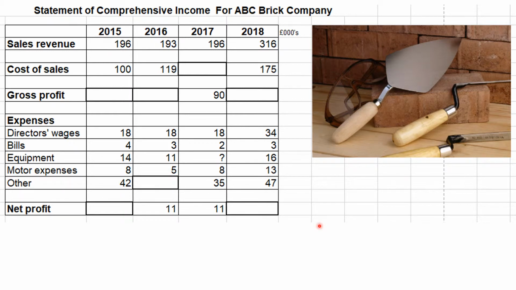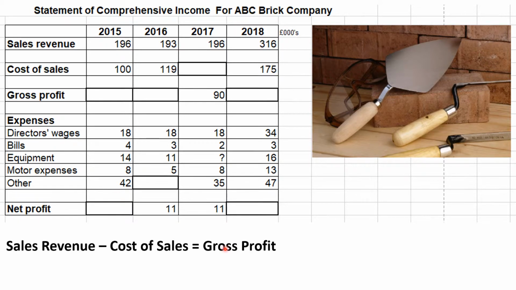This is the second exercise about statements of comprehensive income, and this is for the ABC Brick Company. Now, the first thing you were asked was to fill in the blanks. So, before we start filling those in, let's have a look. First of all, sales revenue, the money coming in, minus the cost of sales, the money you spent making the items, equals gross profit. Then gross profit minus all your other expenses equals net profit.